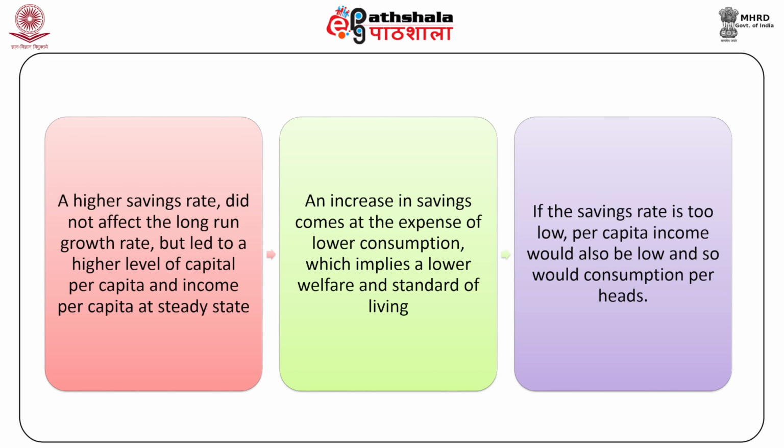Note that if the savings rate is too low, per capita income would also be low, and so would consumption per head. For example, in the limit, if the saving rate is 0, there is no capital accumulation, and hence output and consumption are almost 0. However, when the savings rate is high, capital stock would be very high, as would be depreciation, and hence a large amount of investment would be required just to maintain existing levels of the capital stock in steady state. This would drive consumption to very low levels.